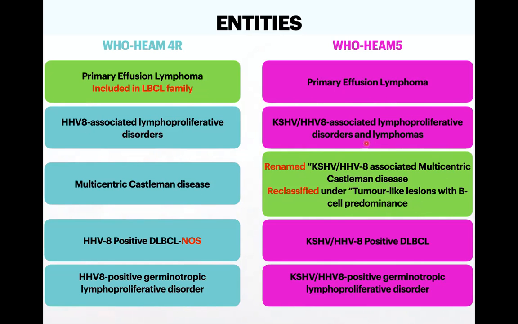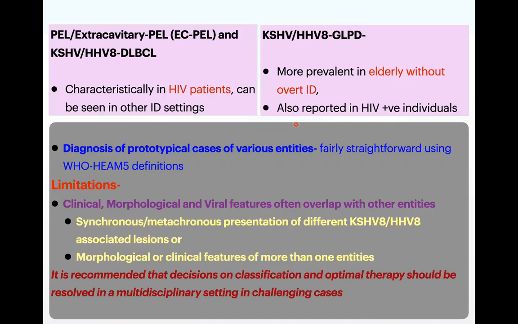So these are the entities which are now in WHO-HAEM5. So the entities still remain four only. The primary effusion lymphoma is in, and the KSHV/HHV8-associated multicentric Castleman disease is out and now reclassified as tumor-like lesions with B-cell predominance. So these are primary effusion lymphoma or extracavitary primary effusion lymphoma, and KSHV/HHV8-associated DLBCL.